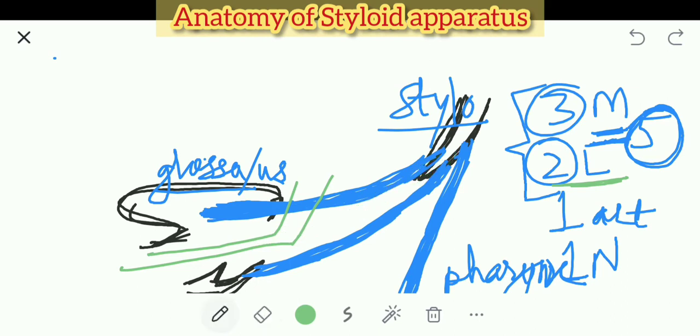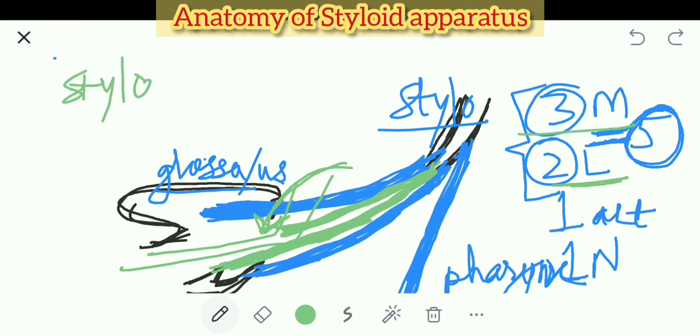Just 1 second. Stylomandibular. From the inside of the mandible, it gets connected medially. And the second ligament is the stylohyoid ligament. That is from the styloid process to the hyoid. Stylohyoid. Purposely I have used green color for ligament, so you will remember. So, you understood the three muscles.